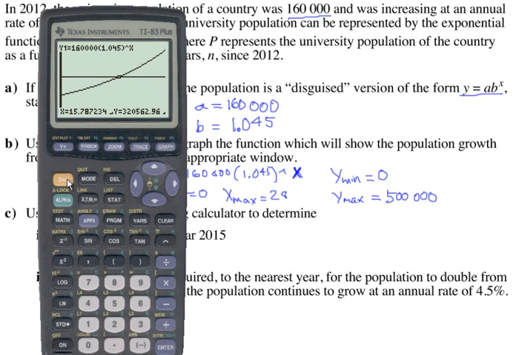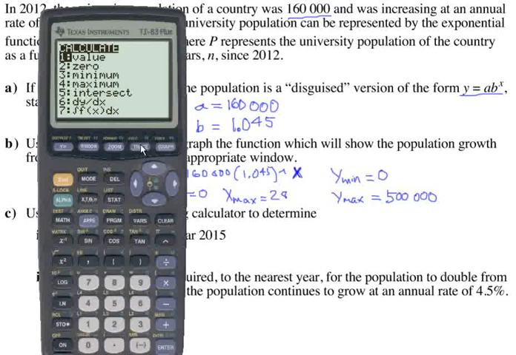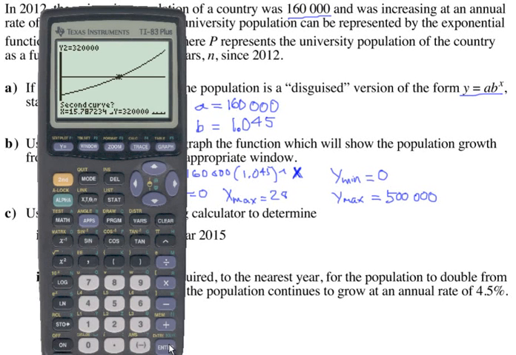If you want to do it exactly, second trace, intersect, and just mash enter until it finds an intersection point, and again, it agrees about 16 years until we get to 320,000.